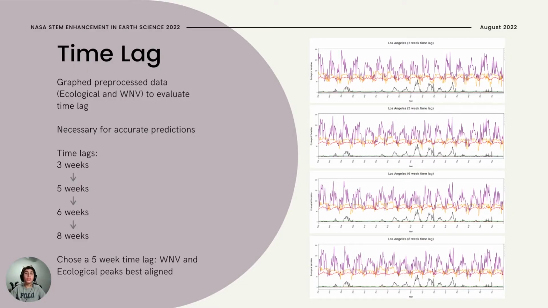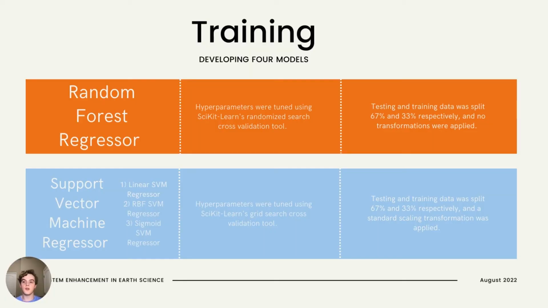Previous studies emphasized the importance of time lag. We also implemented a time lag in our data by graphing our ecological variables and West Nile infections, then shifting the ecological variables forward to align them better with the West Nile virus data. We tested various time lags and found 5 weeks to be the optimal value. We trained 3 support vector machine regressors and 1 random forest regressor.